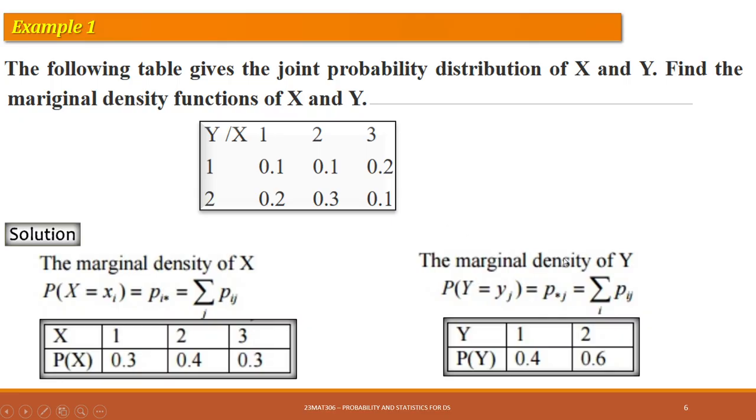Next, we have to find the marginal density of y. We have to add all the y values with respect to x. How many y values do we have? 1 and 2. So y value equal to 1 and 2. What is the probability of y? We have to add all these things: 0.1 plus 0.1 plus 0.2. What is the answer? 0.4. And with respect to 2, we get 0.2 plus 0.3 plus 0.1, that is equal to 0.6.